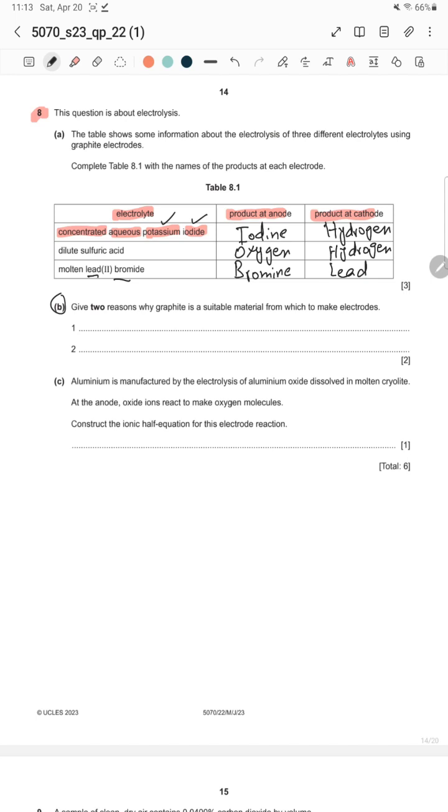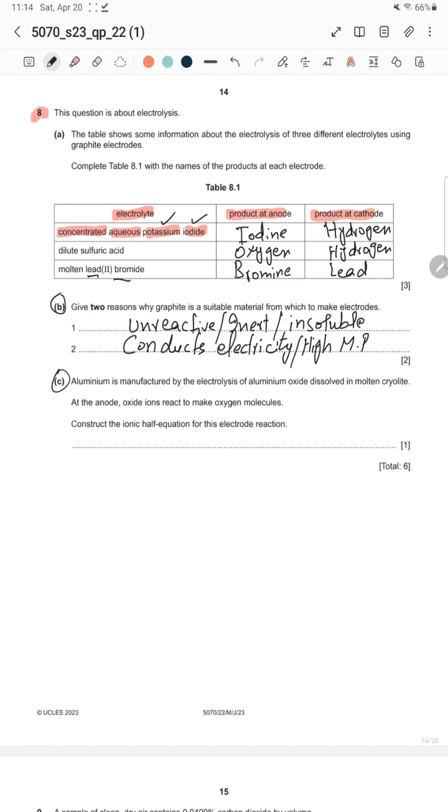Part B, give two reasons why graphite is a suitable material for electrodes. So the two reasons here: firstly, graphite is unreactive, or you can use the term inert, or you can use the term insoluble. Covalent compounds are insoluble in water. Second, it has a high melting point, or it conducts electricity. Graphite can conduct electricity, whereas sand cannot conduct electricity. So you can write conducts electricity, or there is another keyword, it has a high melting point.